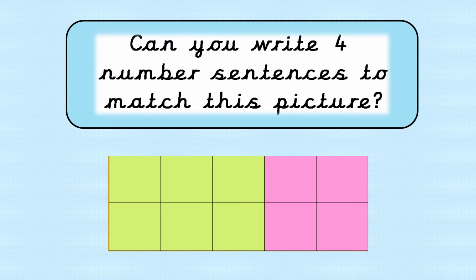Okay, I would like you to see if you could write 4 number sentences that match this picture. So you can pause the video here and have a go. I'll give you a clue. It has something to do with the colours. See if you can work that out. So pause the video and see if you can write me 4 number sentences that match this picture, where some are pink and some are green. I think I might have given you a clue then.